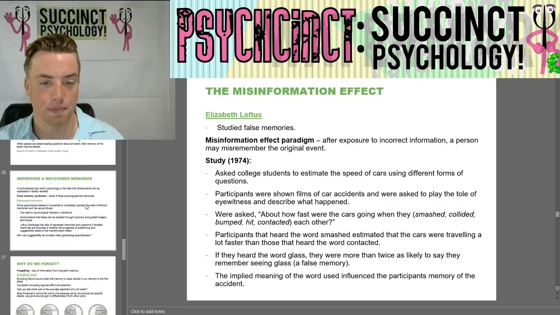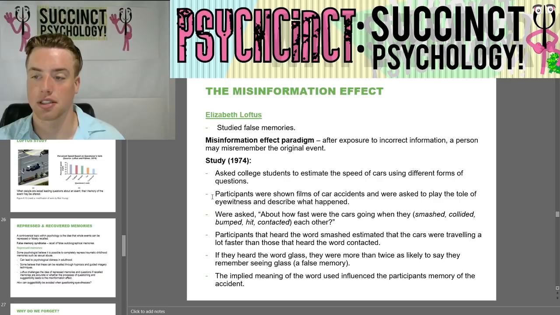So, the misinformation effect. Elizabeth Loftus studied false memories. The misinformation effect paradigm is that after exposure to incorrect information, a person may misremember the original event. There was a study done in 1974 which asked college students to estimate the speed of cars using different forms of questions. Participants were shown films of car accidents and were asked to play the role of eyewitnesses and describe what happened. They were asked how fast the cars were going when they crashed into each other.